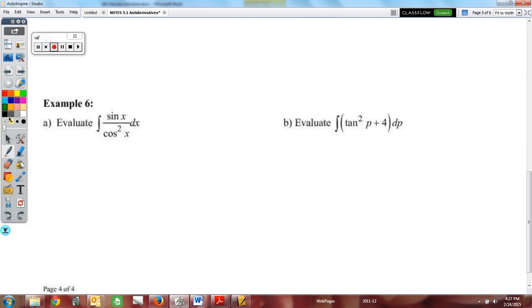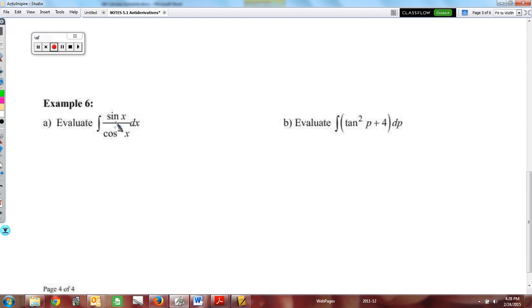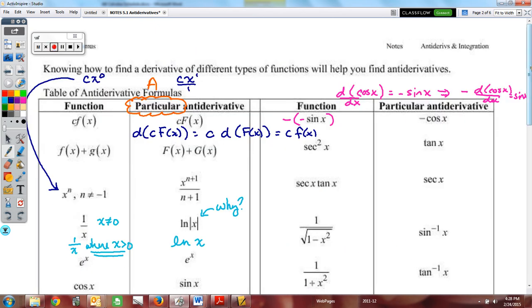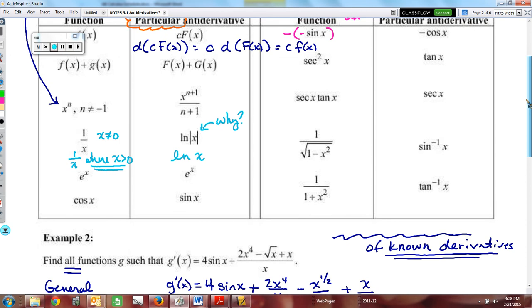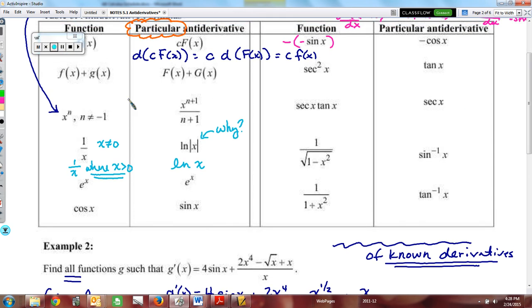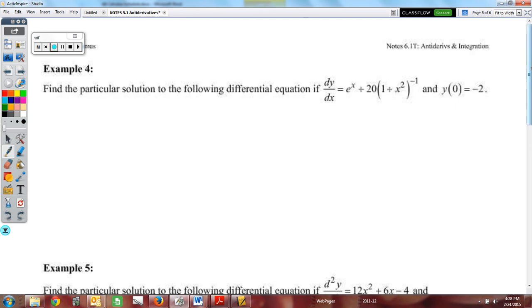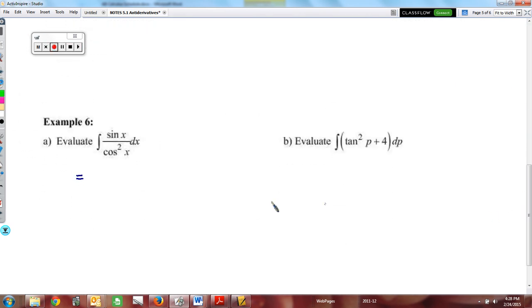And this is where your trig identities come into play. We don't know anything that has a derivative of sine over cosine squared. So our job is going to be basically to rewrite this into something that we do know the derivative of. And realize you only have limited numbers here. You've got the ones that were on this page. These are the derivatives and antiderivatives that you are given, that you are using in this section. So I need to do some magic, some trig manipulation to get this into something I know.